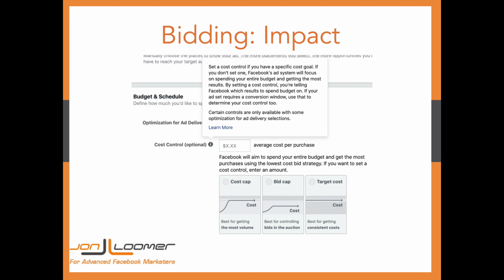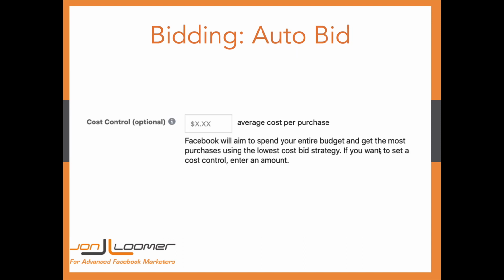All right, so for example, you could set a cost control for average cost per purchase. But you have the option there of cost cap, bid cap, target cost. But by default, you can just leave this empty, and then Facebook says that they'll aim to spend your entire budget and get the most purchases or whatever action this is using the lowest cost bid.